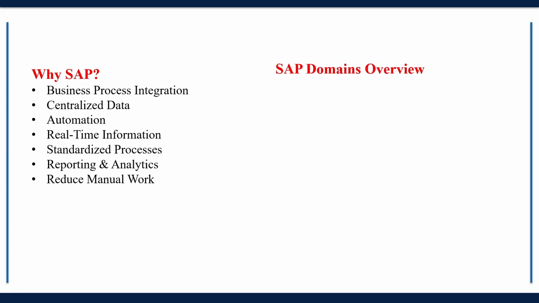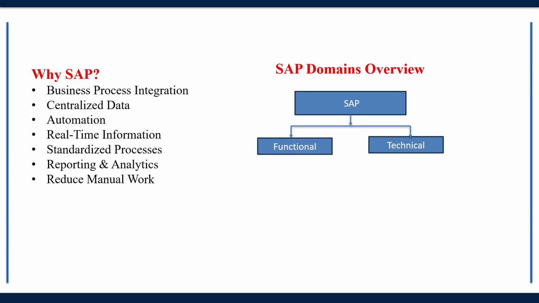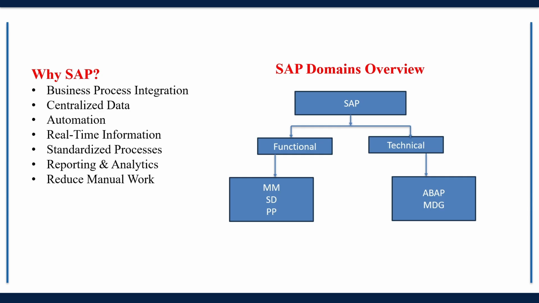Now, SAP domains. Here we have the functional domains and the technical domains. In SAP, functional means business processes and configuring SAP according to the business requirements. Here we have the functional domains like material management, sales and distribution, production planning, like that. Technical professionals work more on the technical side of the SAP system, that is ABAP, Advanced Business Application Programming, master data governance, like that. SAP Basis, these are the technical domains.